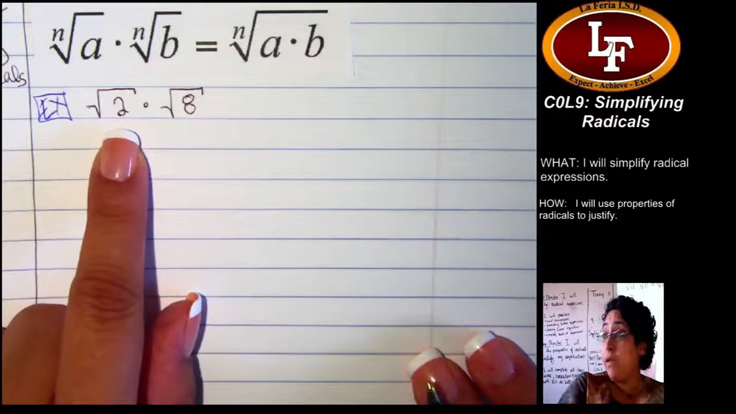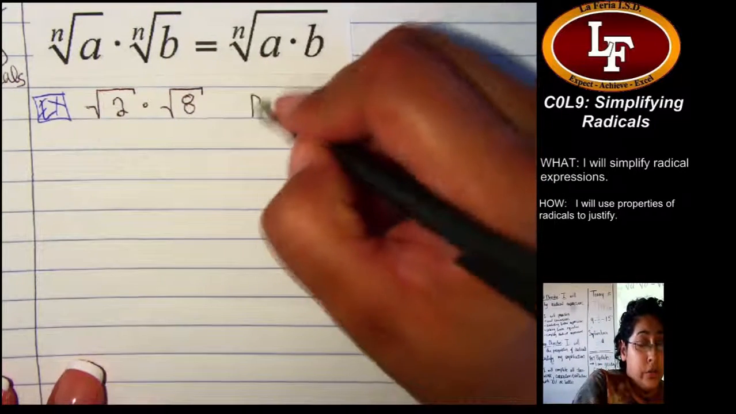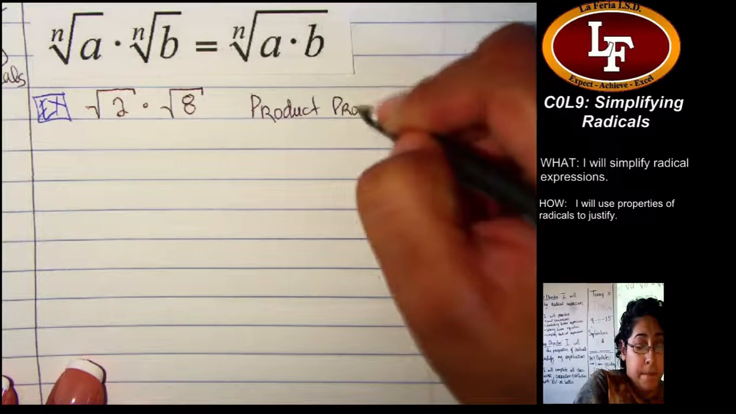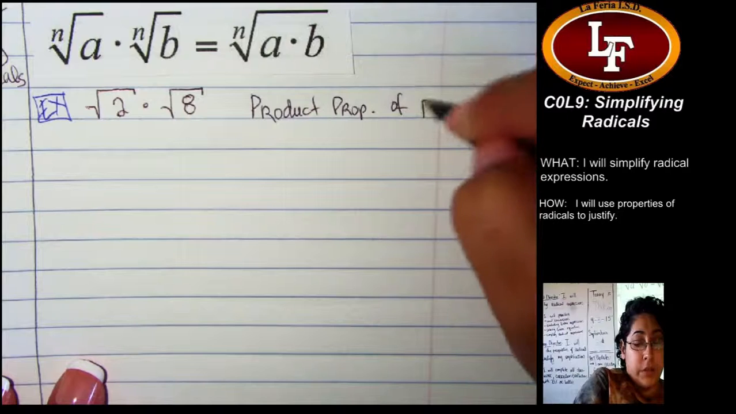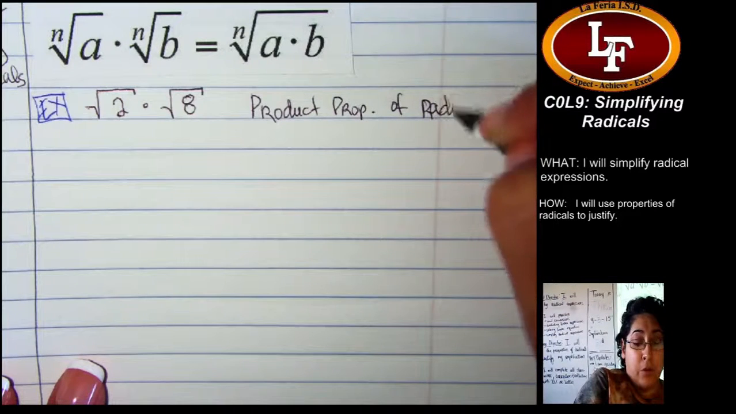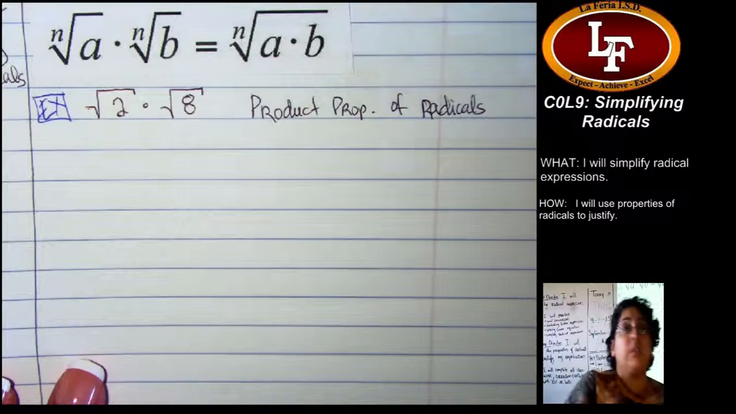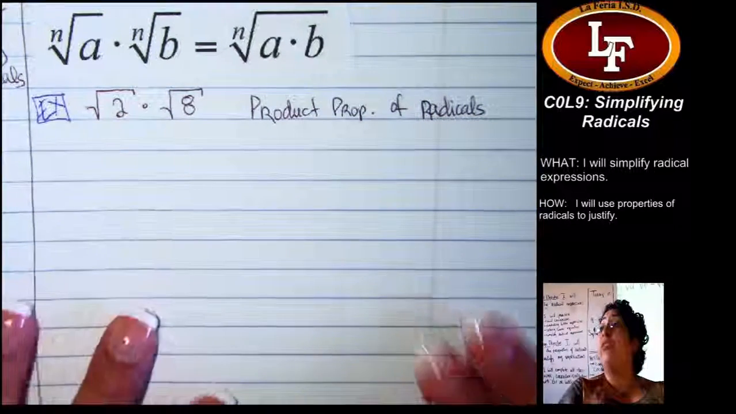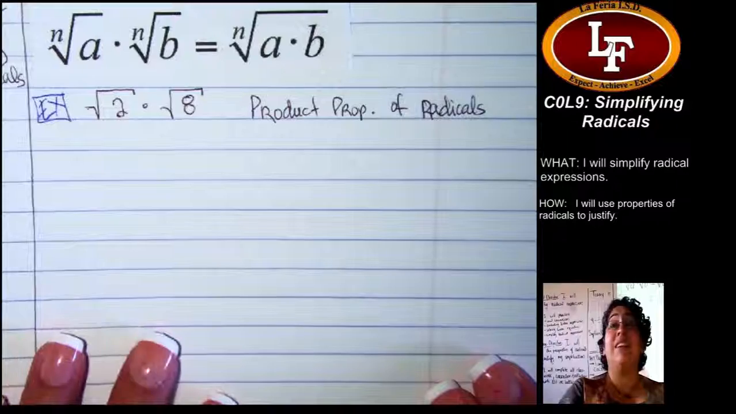So we're going to use the property that we just talked about, the product property. And I need you now to be specific and say that this is the product property of radicals, because eventually you'll start collecting more product properties, and we need to know what this product property is a property of.